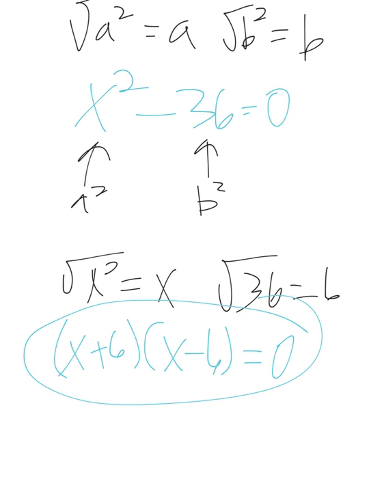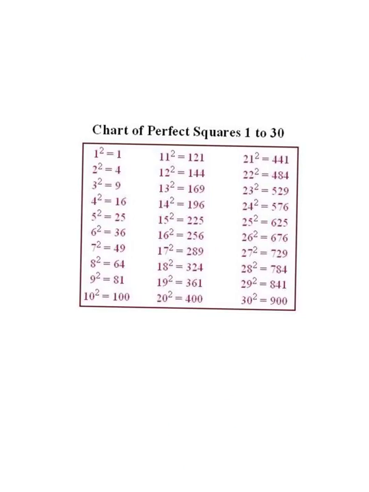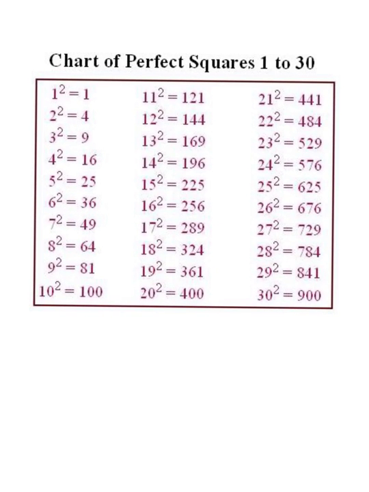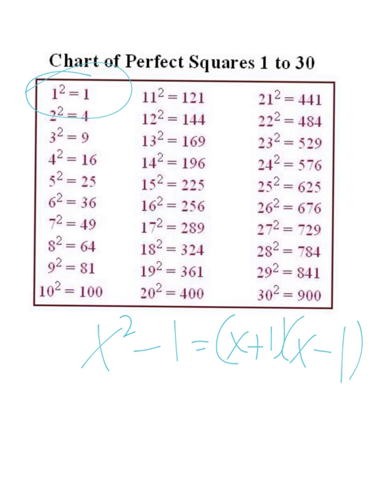Okay, so given that x squared minus 36 factored to x plus 6, x minus 6, if you see any perfect squares, you know how to factor that. Here I have this chart that I found on Google, and it has a list of all the perfect squares from 1 to 30. So you could have something as simple as: what are the factors of x squared minus 1? That's going to be x plus 1, x minus 1. How do I know that? Because 1 squared is 1, so the factors are going to be plus 1 and minus 1.